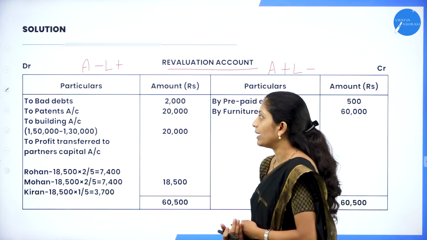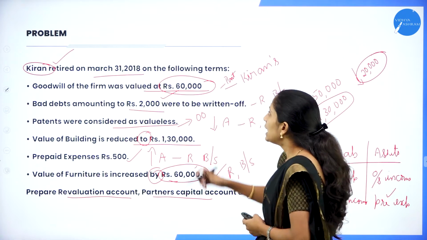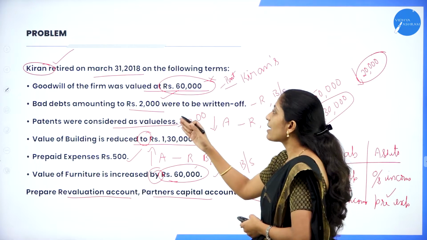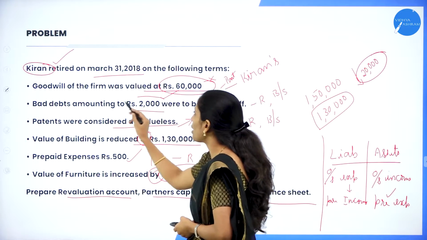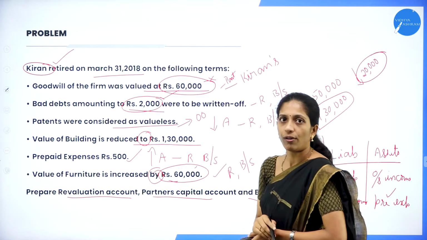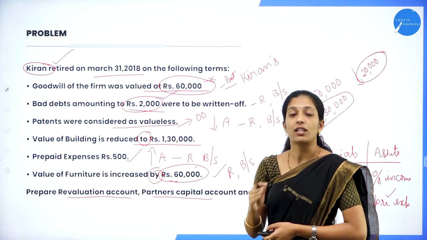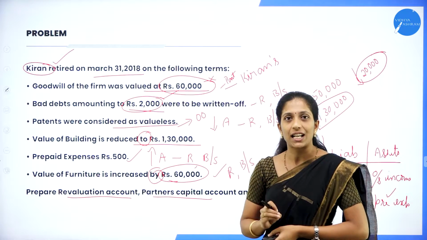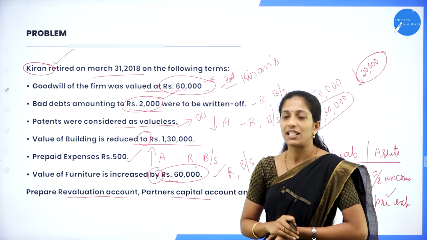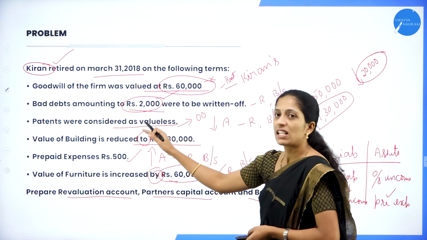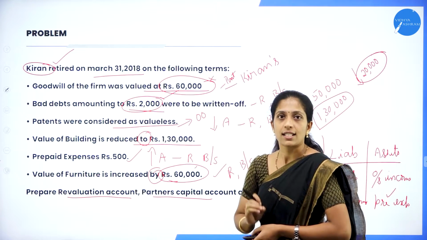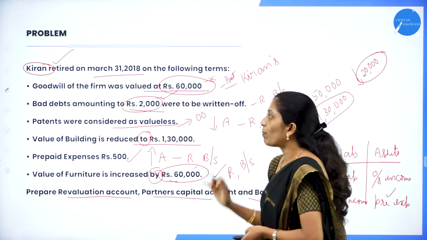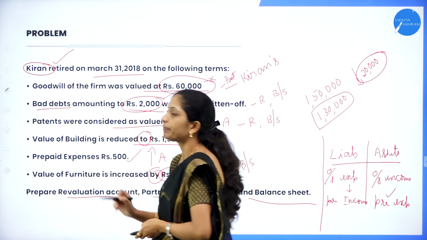Now where do we get the information in order to prepare a revaluation account? In the adjustment. Now go through the adjustment here. Leave the first adjustment. Now go through the second adjustment. Bad debts amounting to rupees 2000 were to be written off. Now what is bad debts? I have already told you in the previous session. If anything is deducted from debtors, it is treated as liability. Now always we will deduct bad debts from the debtors. So anything which is deducted from debtors is liability. So bad debts is a liability.